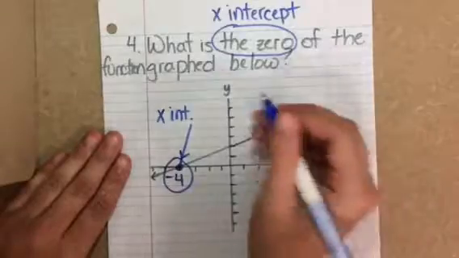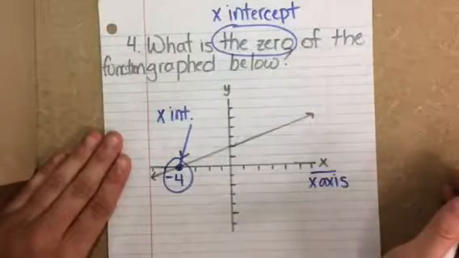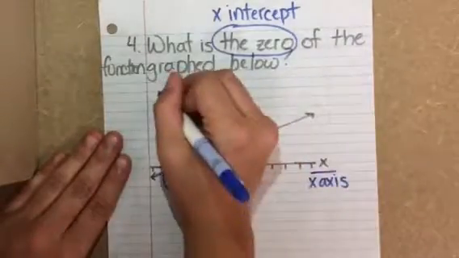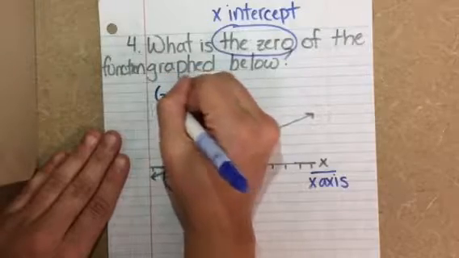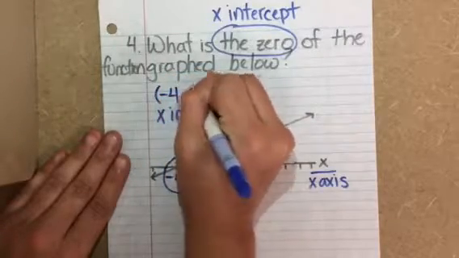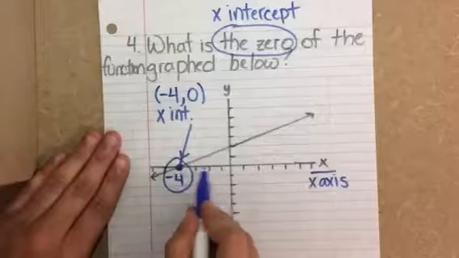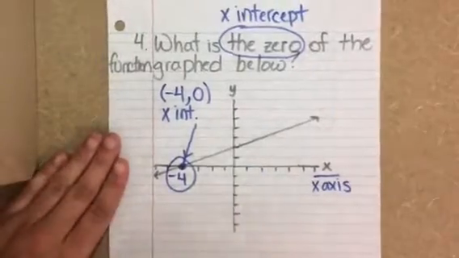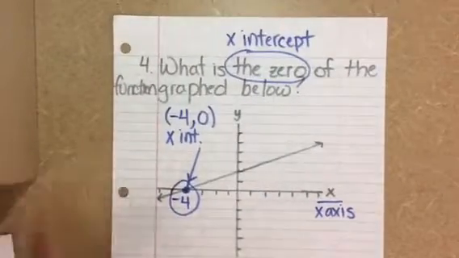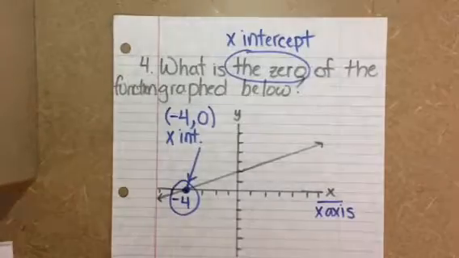You can write it, or if you wanted to write it as a point, you would write it... Remember, for the x-intercept, you know the x, the y will always be 0. Because look, the x is -4. What's the y here? 0. That's it. That's all you have to do for that one.